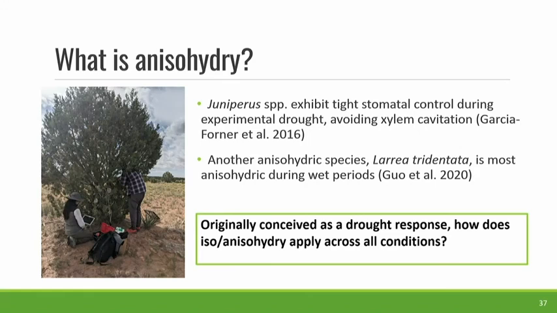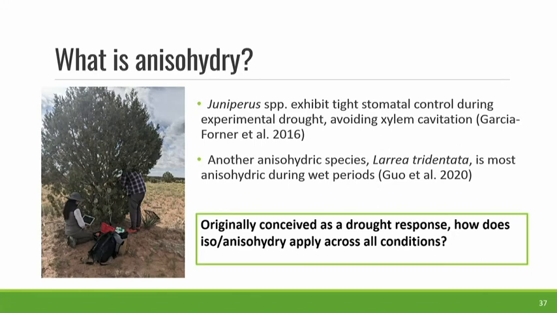But junipers are the species that are commonly thought to be anisohydric. They're so drought tolerant, they don't die even though their coexisting pinyons are. Yet, during a drought experiment, junipers were also found to have very tight stomatal control in order to avoid xylem cavitation.